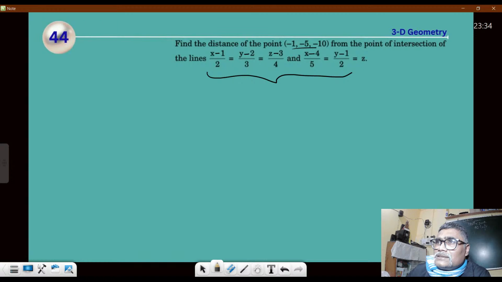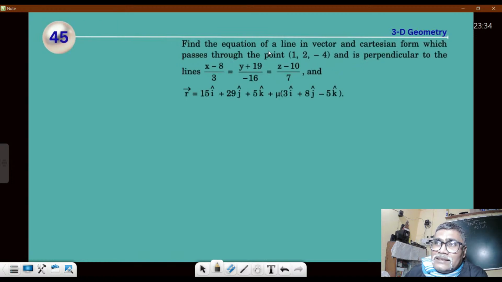Please do that. Find the equation of a line in vector and Cartesian form which passes through this point and is perpendicular to these lines and this line. Exactly the same problem we discussed just a few slides ago, right? Passing through this point and perpendicular to both of these lines. You can start by considering the line as x minus 1 divided by a, y minus 2 divided by b, and z plus 4 divided by c. And then you can apply the conditions of perpendicularity with them, or maybe you can use the cross product, right?